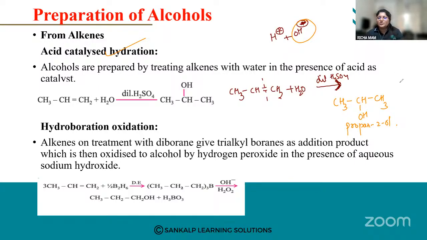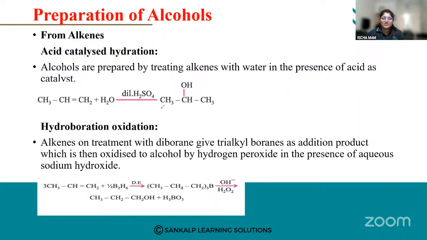Fine. Let us go for the next one. So the very important preparation. Next, we are going to use hydroboration oxidation, the second method of preparation. So we are going to add across the alkene a diborane.